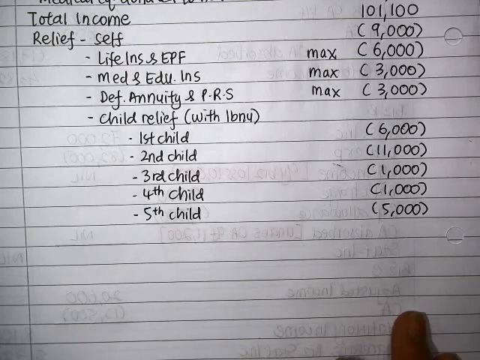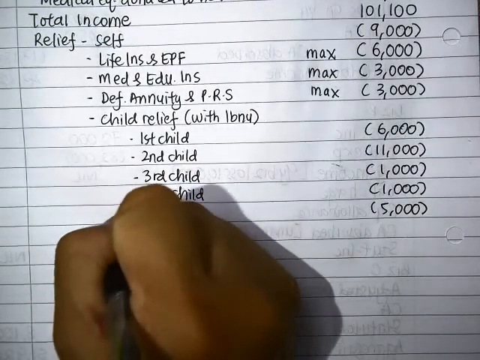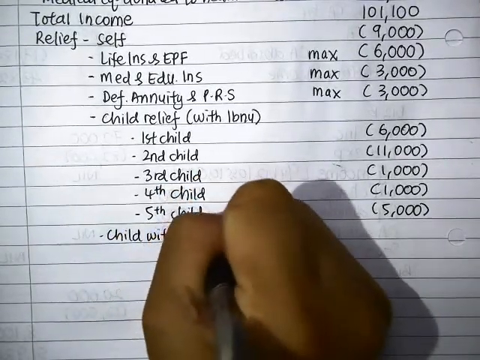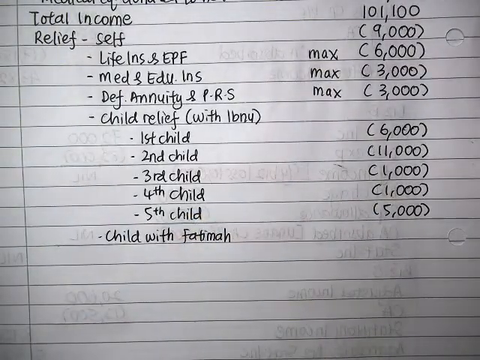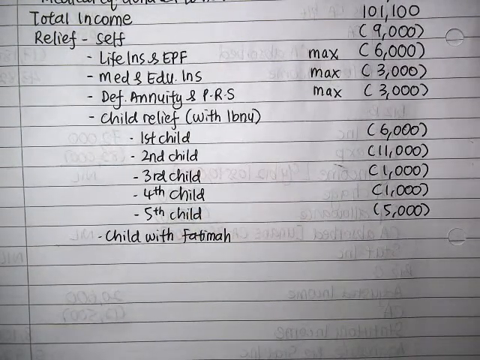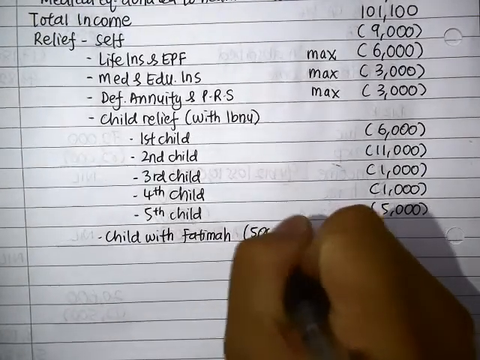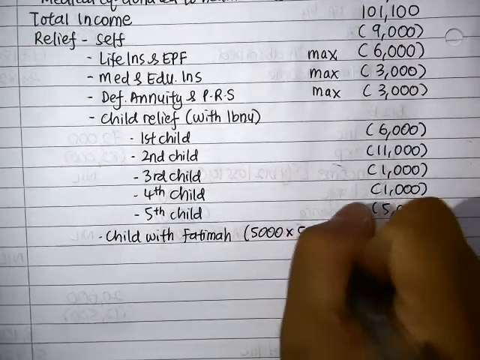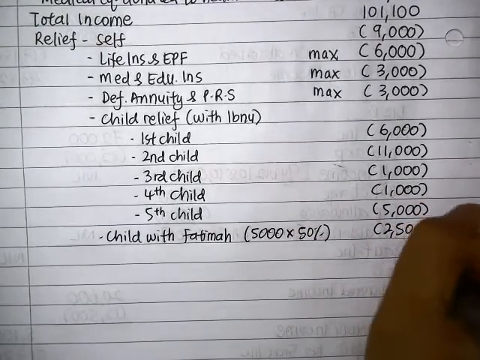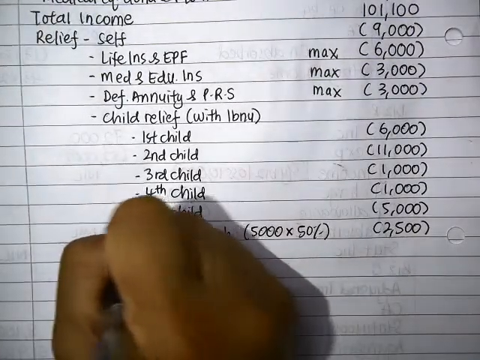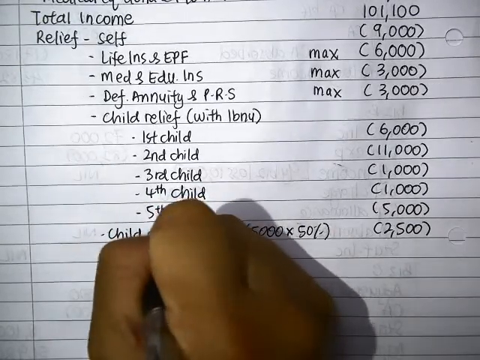Now I bring the last child again. Okay, so the child with Fatima. Now for this child, the relief would be 5,000. Then you take half. So 2,005. Okay, right, done.